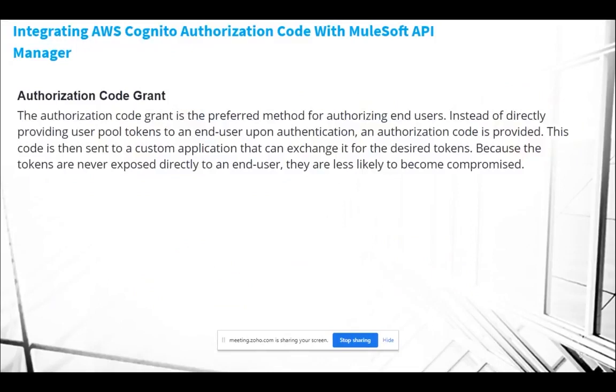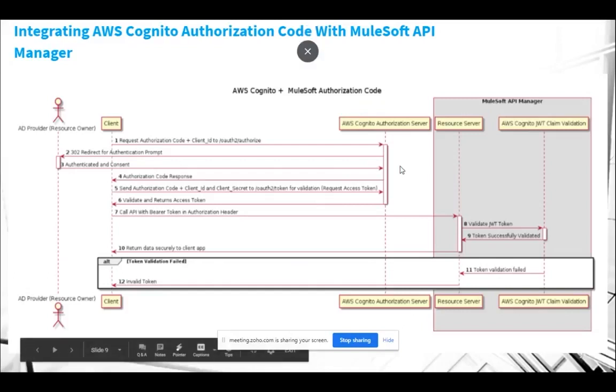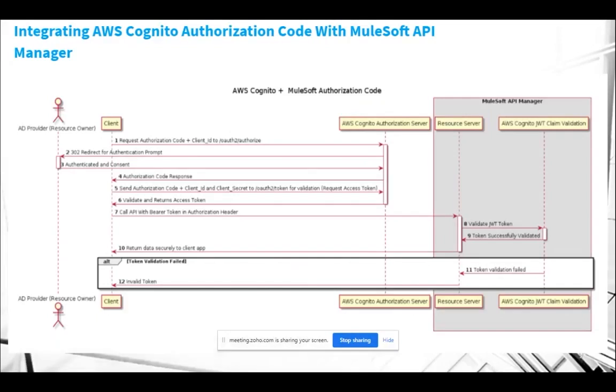So let's understand what the authorization code grant is. This is very important. If you understand this slide, it remains the same for all providers. So let's understand. The first thing that happens: we have to generate a client ID and client secret in AWS Cognito, and we need to provide them to this particular client. Now what will happen?